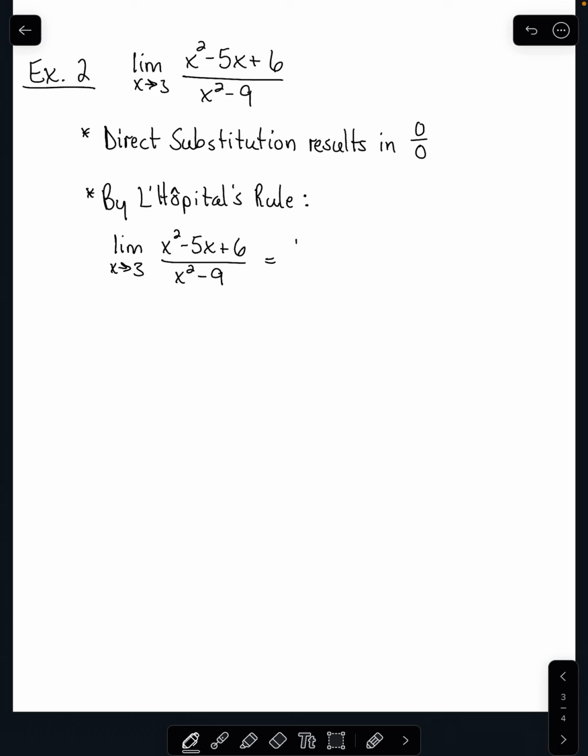to be equal to the limit as x approaches 3 of the derivative of x squared minus 5x plus 6 over the derivative of x squared minus 9. Please note that this is not the quotient rule. We are doing the derivative of the numerator and the denominator separately.